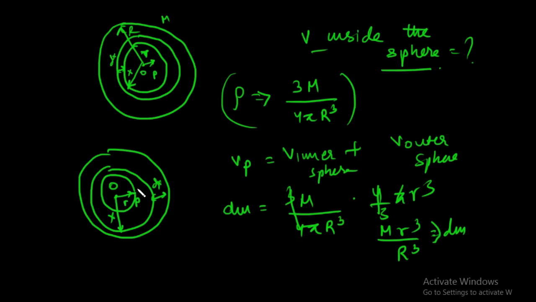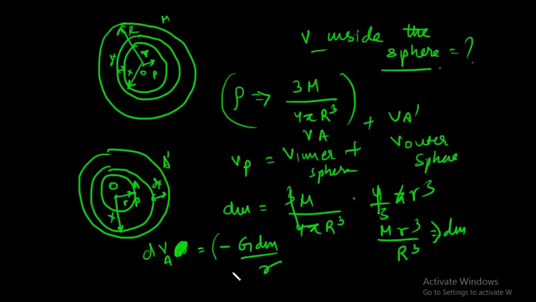Now, let us assume this small sphere to be A and this outer spherical shell to be A dash. So we have V equal to V of A plus V of A dash. So what would be V of A? dV of A would be equal to minus G dm by small r, since this point P is lying at the edge of the sphere A and the distance from the center is r. So this is minus G dm by r.